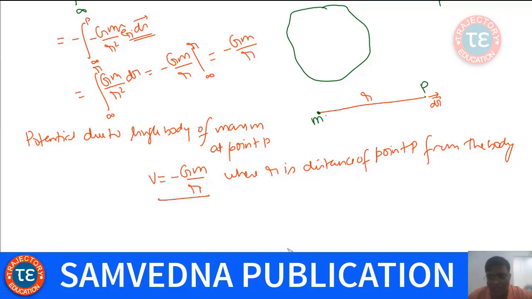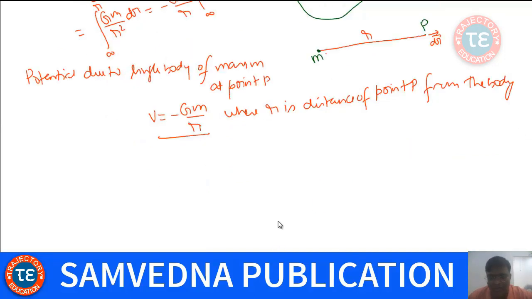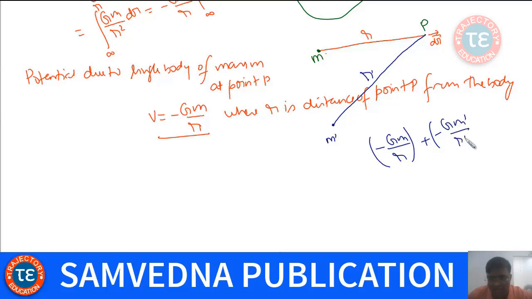Now, instead of a single body, if I am given one more body, say m dash, lying at a distance of r dash from point P, how will you find the potential? In that case, you will apply the principle of superposition. You find the potential due to this body, then the potential due to the other body, and just take the sum. The potential due to m is minus Gm by r, and the potential due to m dash is minus Gm dash by r dash, and the sum is the potential at point P.